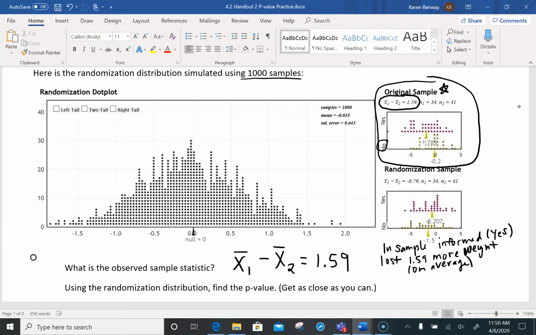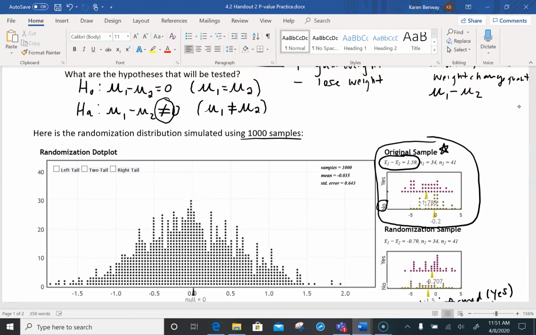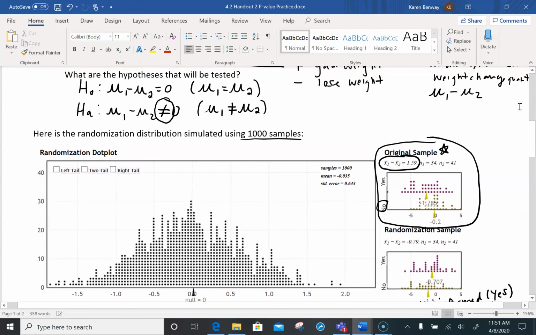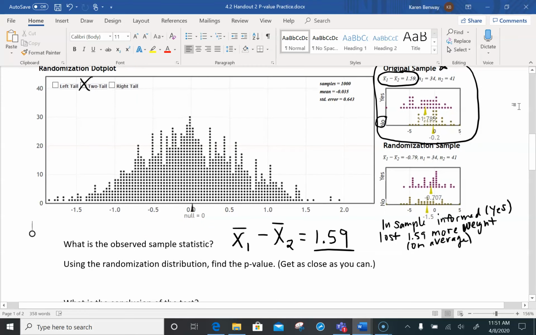Okay, so now that I know what my observed sample statistic is, 1.59, I'm going to use my randomization dot plot to find the p-value. First, I'm going to look and see if I'm doing a right-tailed, left-tailed, or two-tailed, because I have a not equal to in my alternative hypothesis. I know that I'm doing a two-tailed test. And I'm going to start my tail at my observed sample statistic. So 1.59 maybe is right here. I'd also have another tail down here.